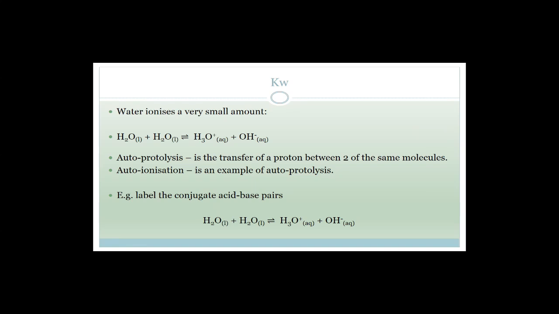So now we need to talk a little bit about Kw, because it kind of gives you an idea of where this pH scale came from. Water ionizes a very small amount. If you've got a glass of water or a bottle of water, all the time, spontaneously, the water molecules will break up into H3O plus ions and hydroxyl ions. At exactly the same time, hydroxyl ions and hydronium ions, not necessarily the same ones, are rejoining to form two water molecules. So you have this happening all the time. Therefore, if the water is perfectly neutral, there would be equal amounts of H3O plus and OH minus, right?